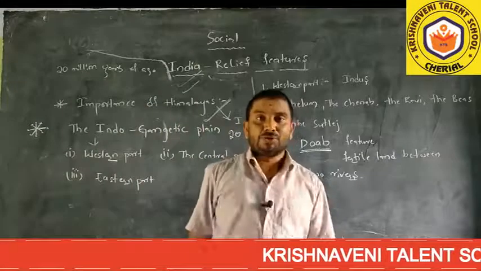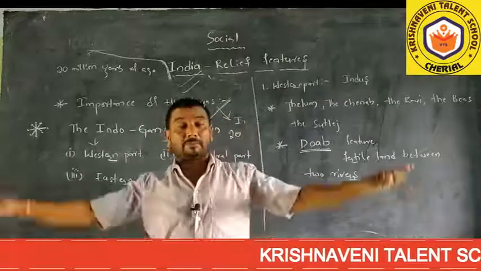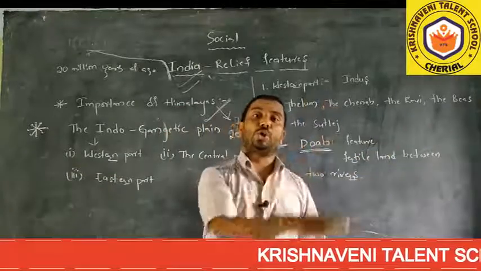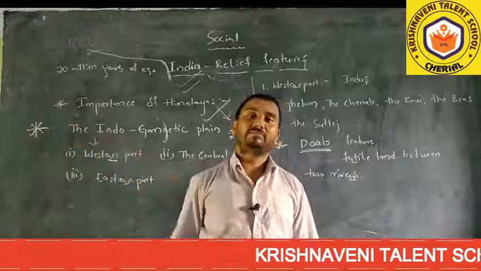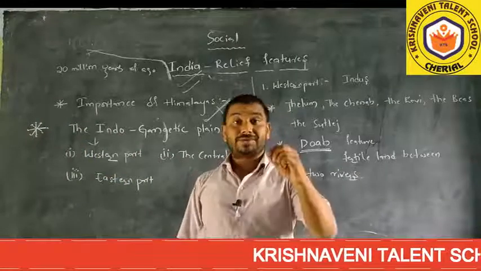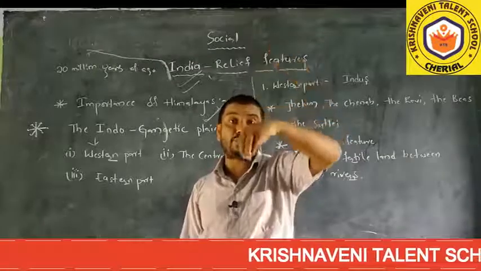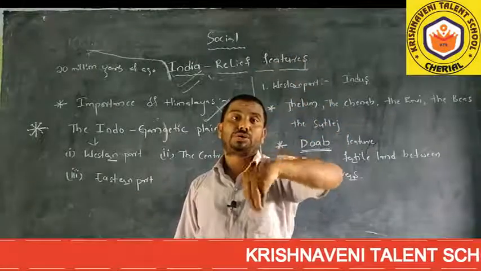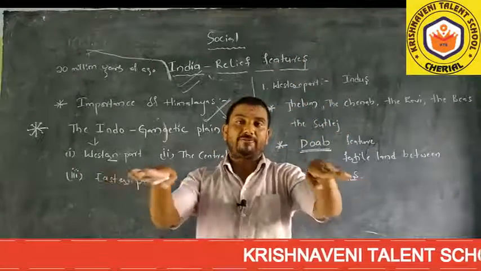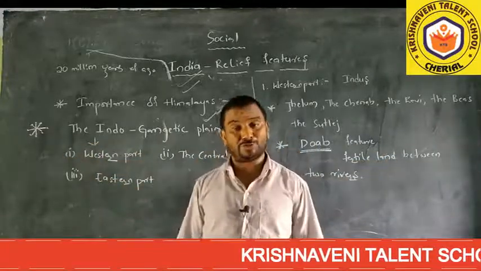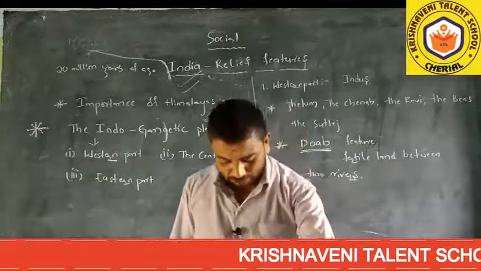See, 20 million years ago, this was completely shallow land, lowland area. These three rivers brought alluvium soil and deposited it in the shallow land. The land became a flat surface like that, and the Indo-Gangetic plains were formed.